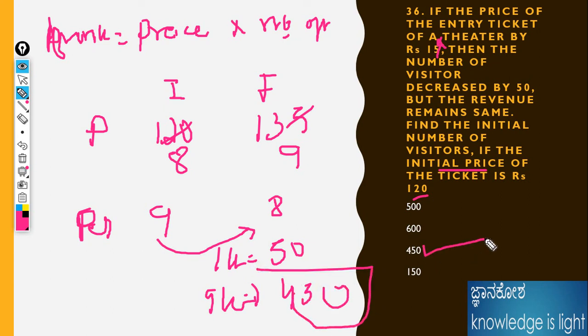After increasing the ticket price, the people are reduced. Why? Because for 8 units, 8 times 50 is 400. Here the question asks: at the initial price, how many persons visit? At the final price, how many persons visit? That is 400 people. Therefore, the initial number of visitors is 450, and after the price increase, the final number of visitors is 400 only.